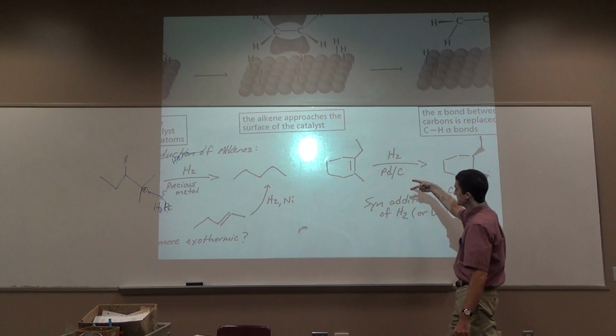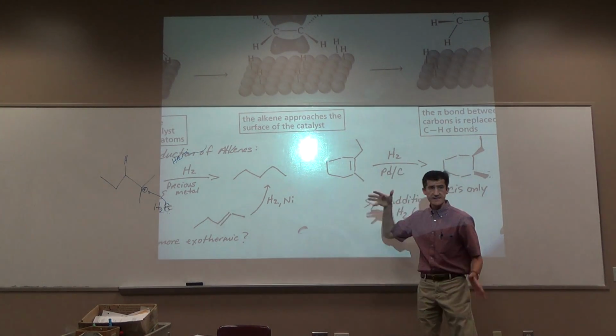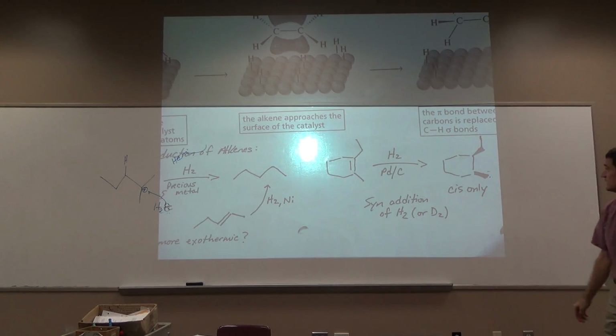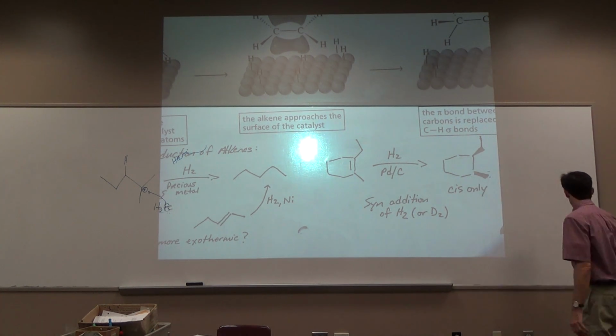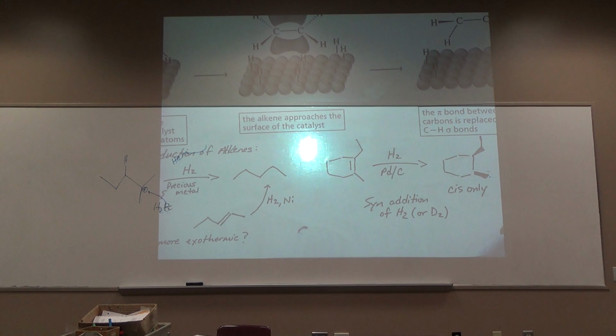So hydrogenation, the two H's come from the metal. They come in cis or syn addition. That's why this product here is cis. Hydrogenation is an exothermic reaction because we're making two sigma bonds.